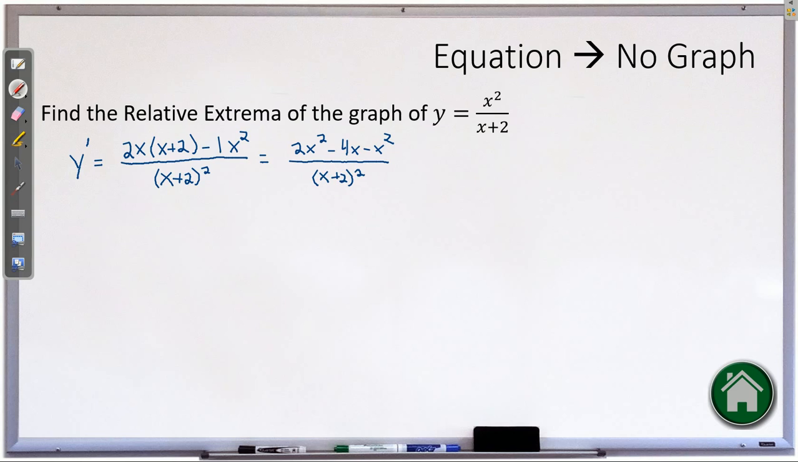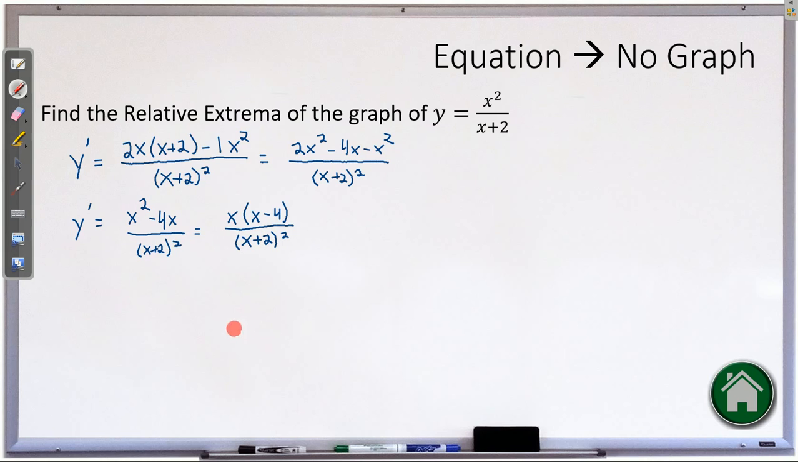And this just becomes simplifying a little bit, so I'm going to go kind of quick here. We will have x squared minus 4x over x plus 2 squared. Factor the top, so you get x times x minus 4 over x plus 2 squared.